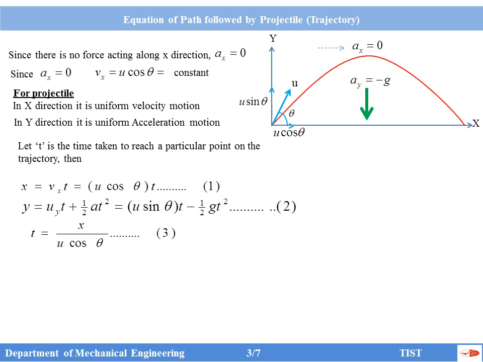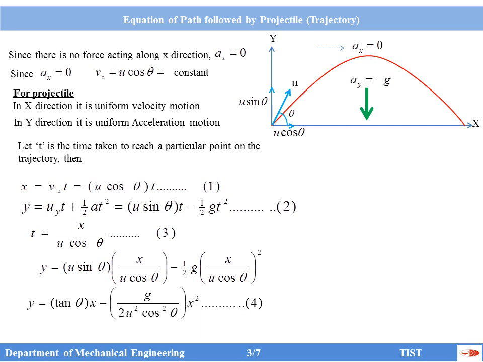Now if you substitute this t from equation 3 in equation 2, what will I get? Y equal to u sin theta into t, where I am replacing t with x by u cos theta. Again I am replacing t square with x by u cos theta all square. Now if I rearrange that term, u gets cancelled, sin theta by cos theta is tan theta, x remains, and here I am taking g by 2 u square cos square theta, x square, right? So that is the equation of trajectory of a projectile motion.